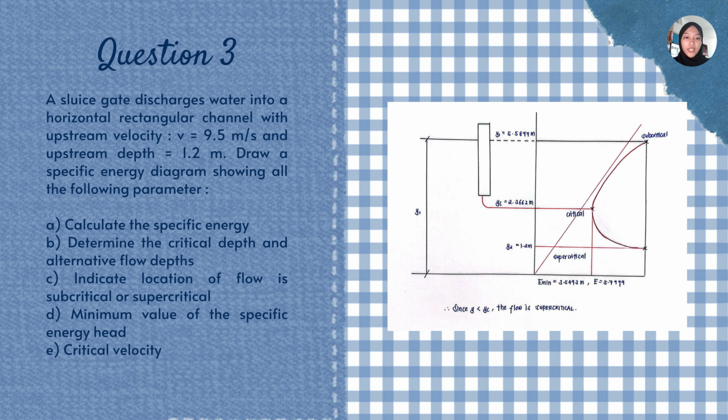So after getting all of the answers, we draw the graph. Since y is smaller than yc, the flow is supercritical.